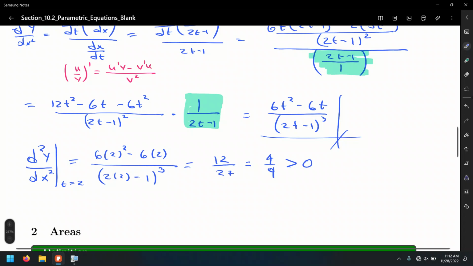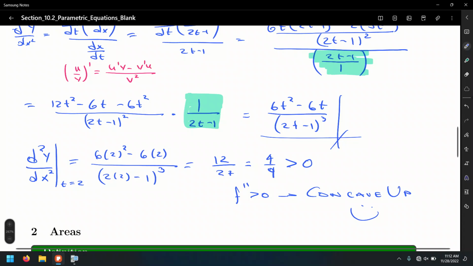So because in this case f double prime is greater than 0, is that concave up or concave down? Question for anyone? Concave up, right? That's a happy face. Otherwise, concave down is a sad face. So this concludes the differential calculus part of parametric equations.